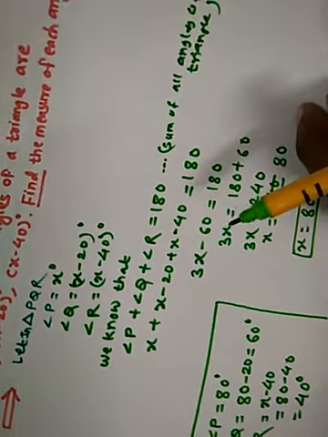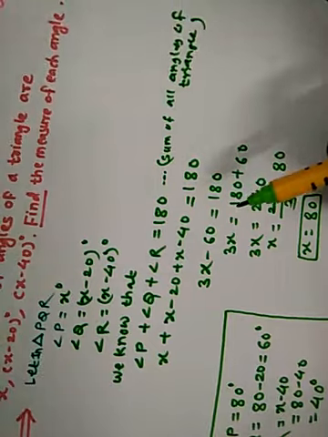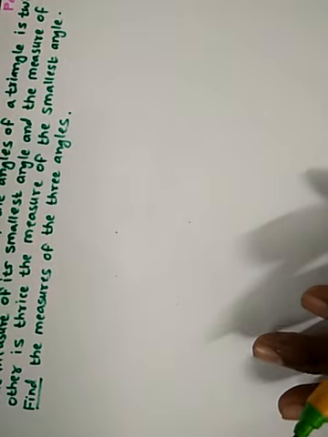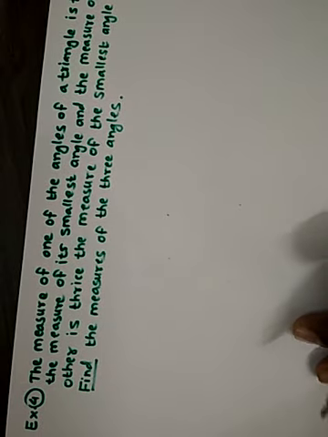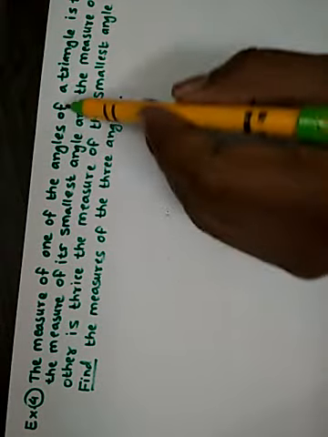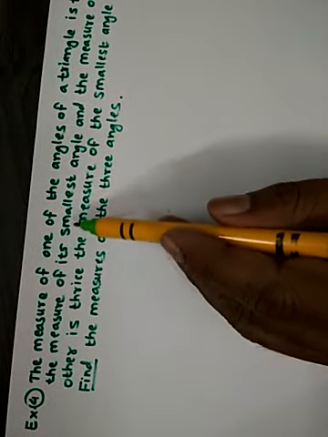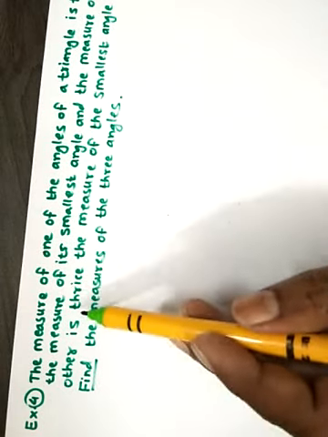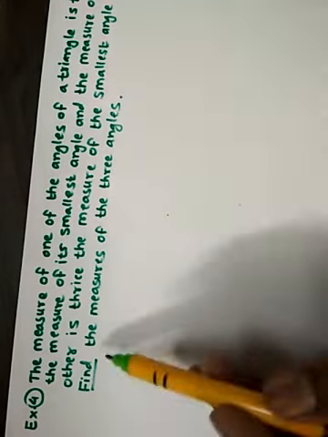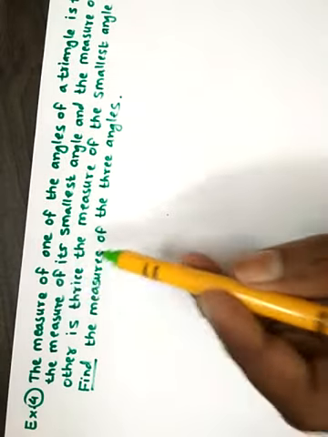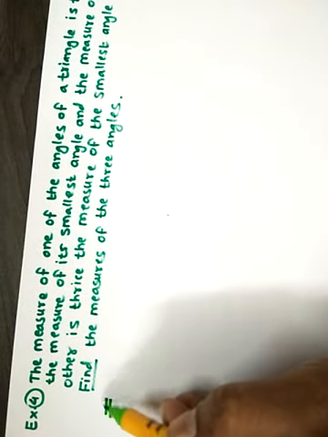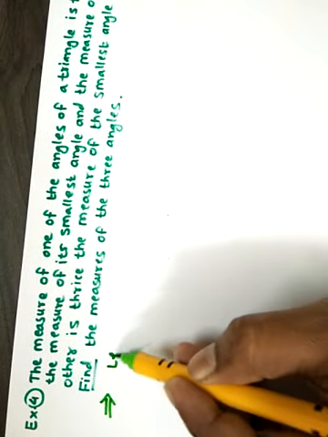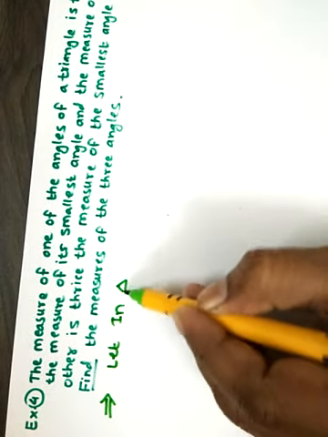Now we see example number 4. This is a word problem. The measure of one of the angles of a triangle is twice the measure of its smallest angle, and the measure of the other is thrice the measure of the smallest angle. Find the measure of the three angles. Now by reading this example, we convert it into mathematical language. First we take any triangle, let it be triangle PQR.